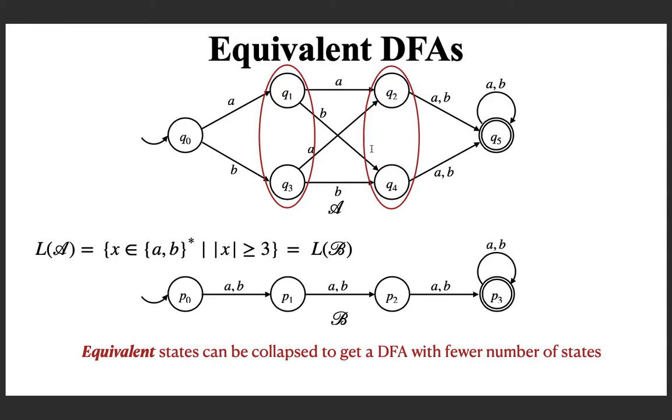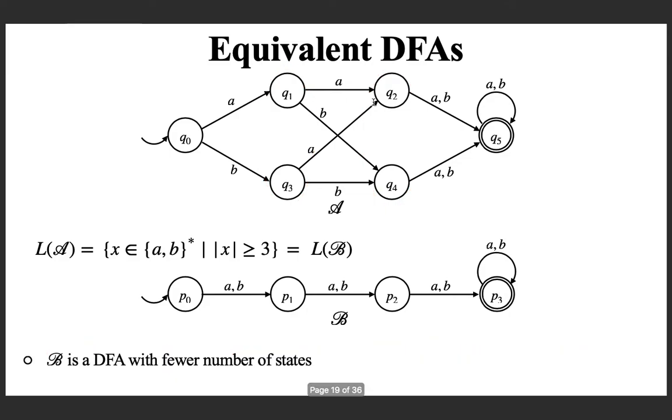Here these states are found to be equivalent and collapsed into this state, and these two are again found to be equivalent and collapsed into this state. Please don't worry about how we can identify the equivalent states and how you can collapse. That we will learn in the next lecture after discussing equivalent states. So here again B is a DFA with fewer number of states. Let us move on to the third example.